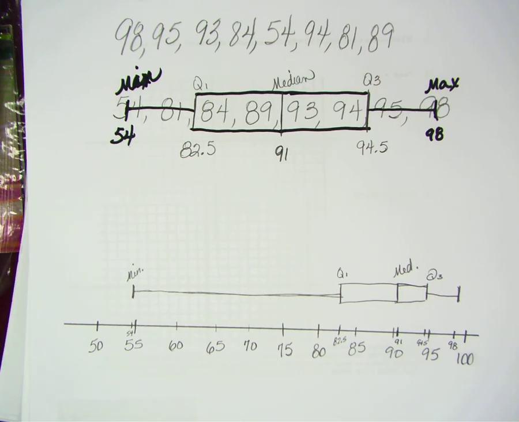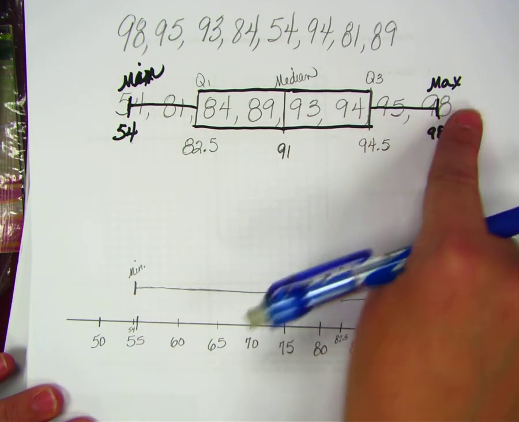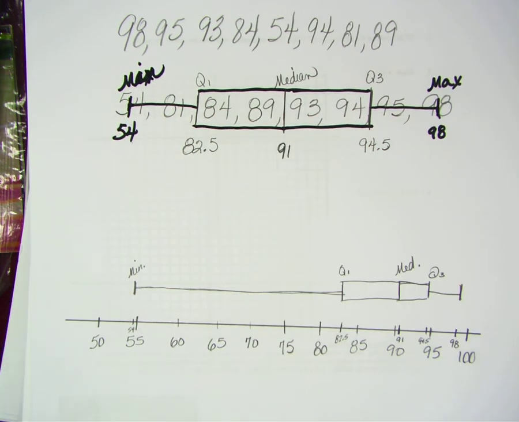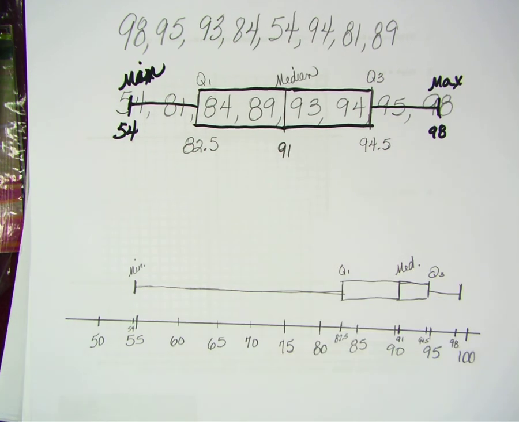So what does that tell me? Looking at this box and whisker plot, what can I say about these test grades? They're all more higher than they were lower. Yeah, they all seem to be clustered right here. What about that 54? That's probably an outlier.